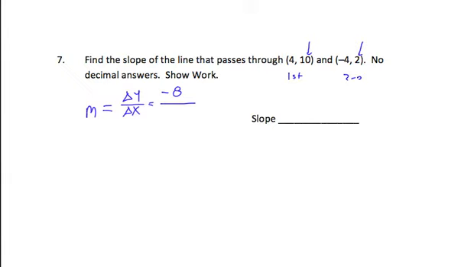Okay, now let's take a look at our x value. We're starting at 4 and moving to negative 4. Again, this is a negative movement. We're starting at positive 4, moving to negative 4.